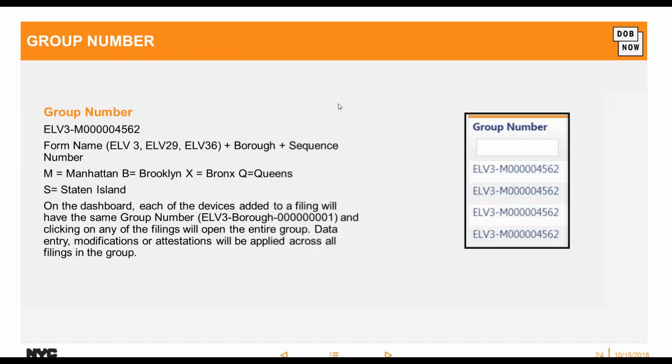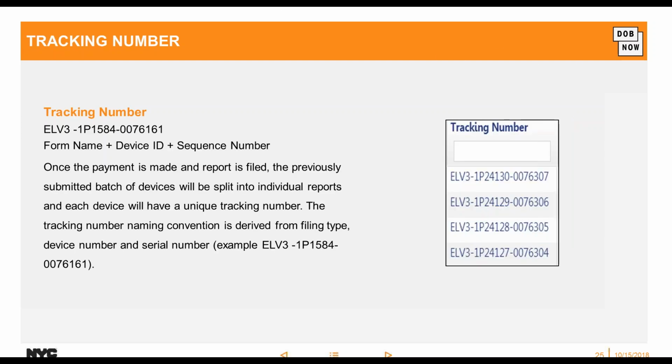So a group number is, on the dashboard, each of the devices added to a filing will have the same group number, and clicking onto any of the filings will open the entire group. Data entry, modification, and attestations will be applied across all filings in the group. A tracking number: once the payment is made and the report is filed, the previously submitted batch of devices will be split into individual reports, and each device will have a unique tracking number. The tracking number naming convention is derived from filing type, device number, and serial number.